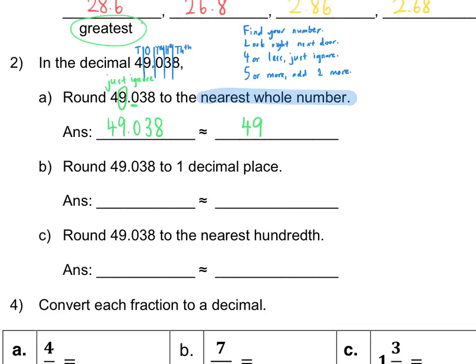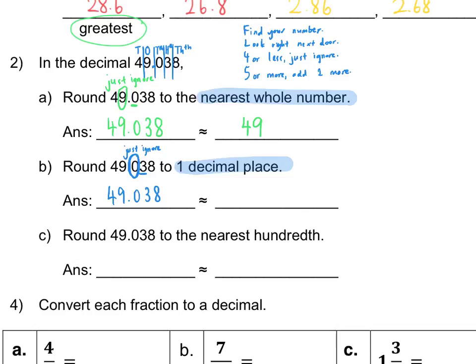Let's go on to part B. They ask us to round the decimal to 1 decimal place. So same thing, we have to find the digit in the 1 decimal place, which is digit 0. Look right next door, it is digit 3. 3 is 4 or less, so we just ignore.